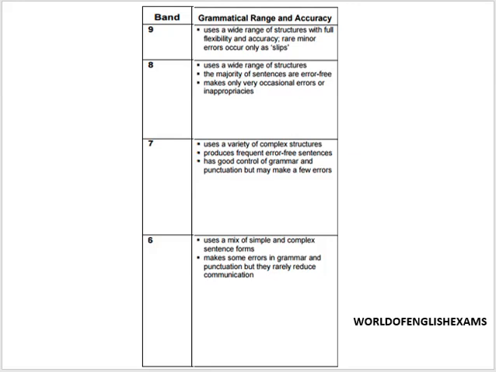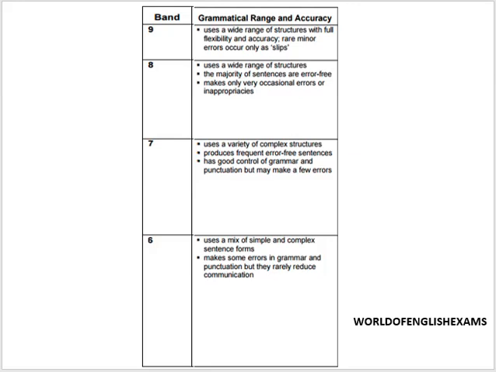Now let's look at band 8 for grammatical range and accuracy. Uses a wide range of sentence structures. The majority of sentences are error free. Makes only very occasional errors or inappropriacies. So as you can see, for each and every error you make, you are reducing your score by yourself. So please avoid making that. Know the structure perfectly, know how to use grammar properly, practice the sentences and tenses with punctuations well.